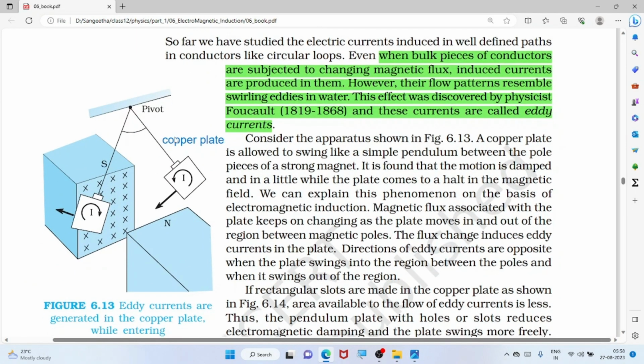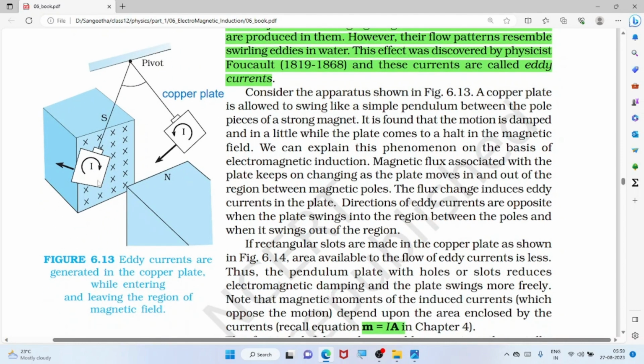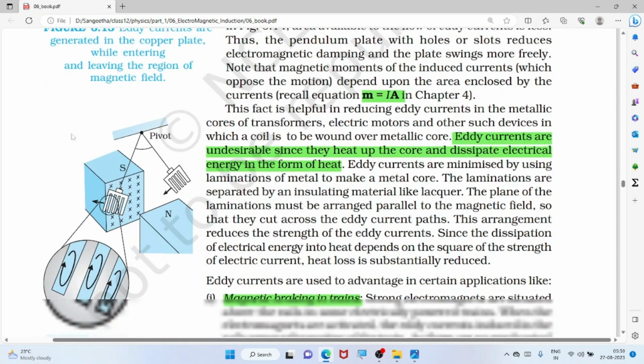Eddy currents. When bulk pieces of a conductor are subjected to a change in magnetic flux, induced currents are produced in them. However, the patterns resemble the eddies in water. So this is eddy current. You see the direction of the current when the copper plate, the conducting plate, is coming into the magnetic field and moving away from it. What is the direction of current when coming close, and what is the direction when moving away? This is the magnetic moment, current in the area.